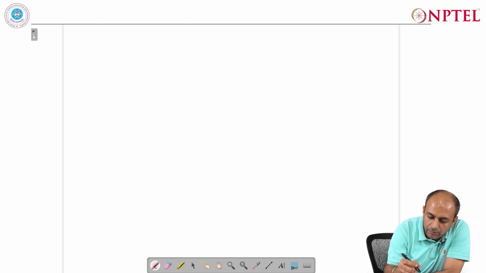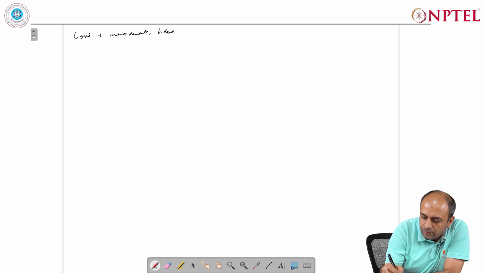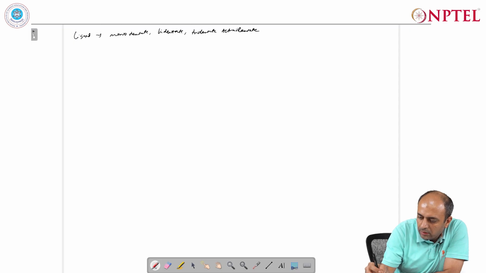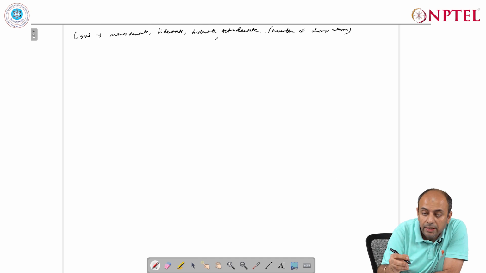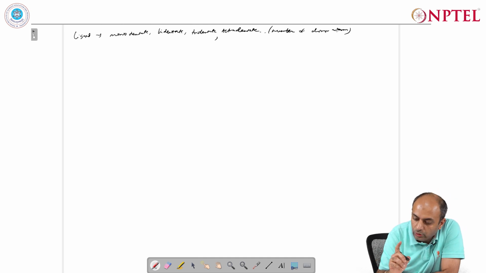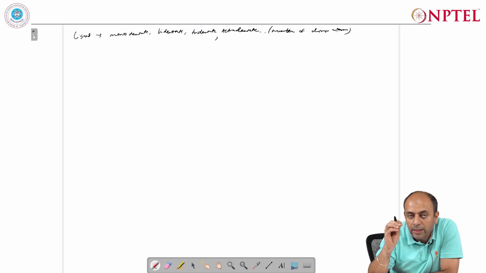Firstly, when you have a ligand, it can be monodentate, bidentate, tridentate, tetradentate, depending upon the number of donor atoms. So we can have multidentate ligands or monodentate ligands, which depends upon the number of donor atoms that can be given to a particular metal center.